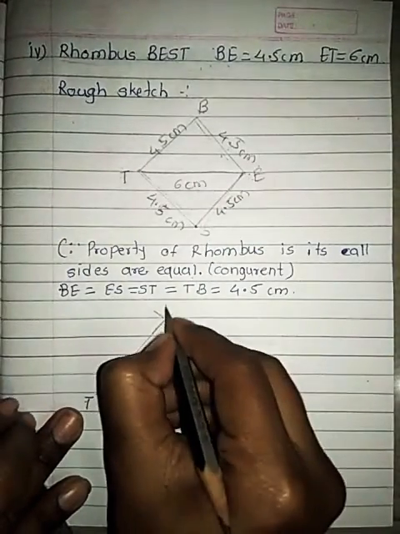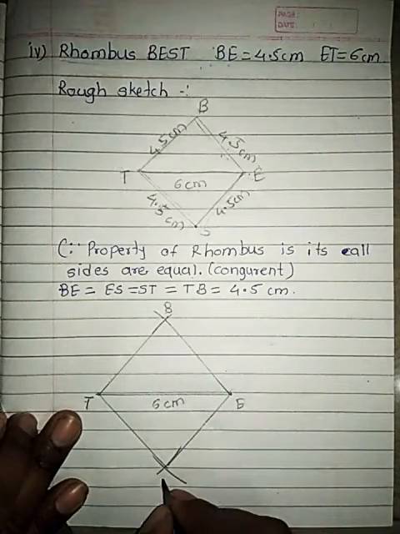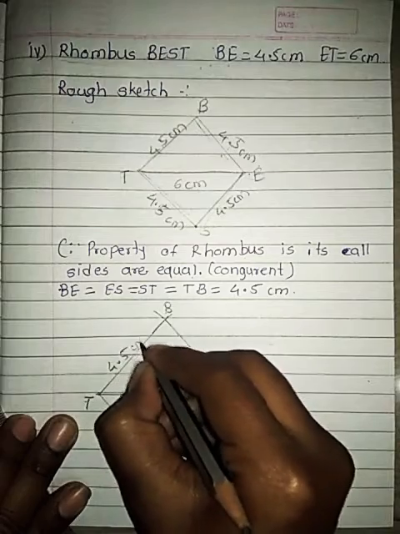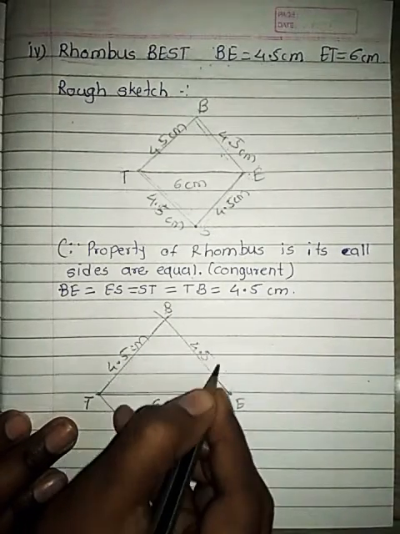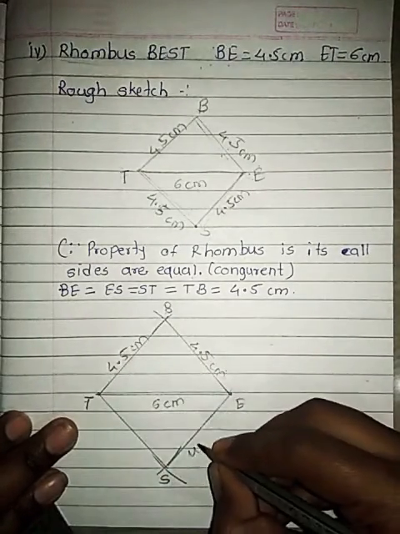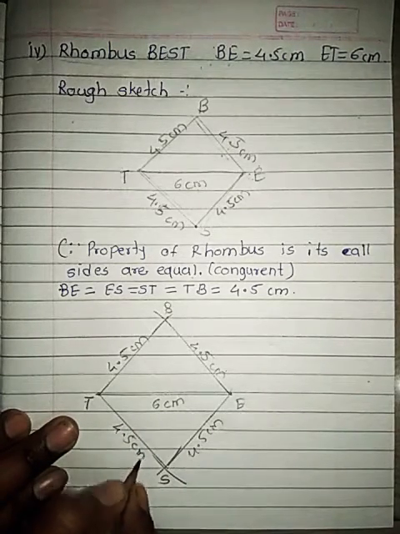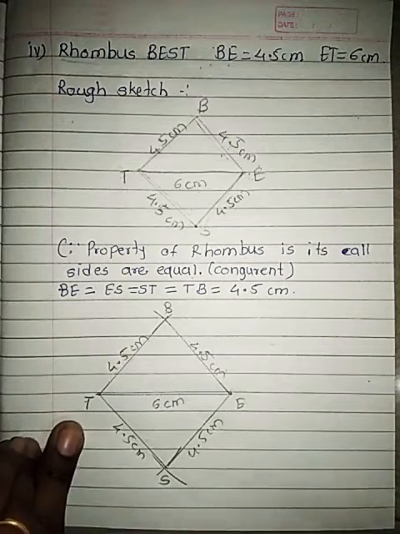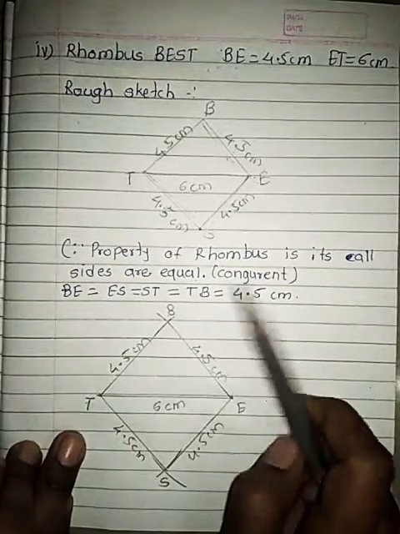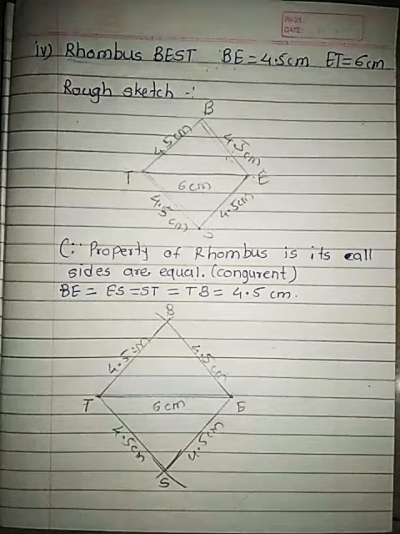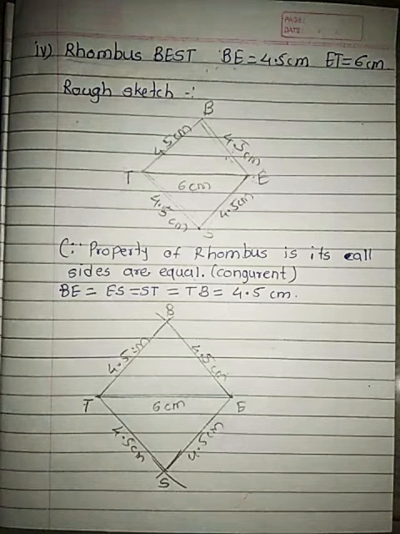Join. Then B, E, S, T, and all the sides are 4.5 centimeter, 4.5 centimeter, 4.5 centimeter, and 4.5 centimeter. See, this one is easy, but you should know the property of a rhombus. Now this exercise 4.1 is over. Students, you have to construct all these 4 constructions in your notebooks. Thank you, students.